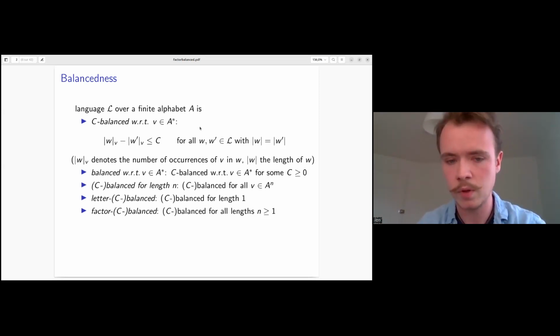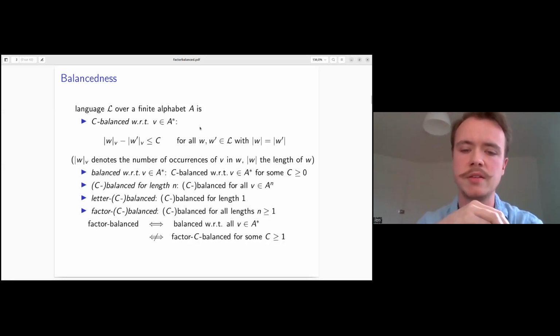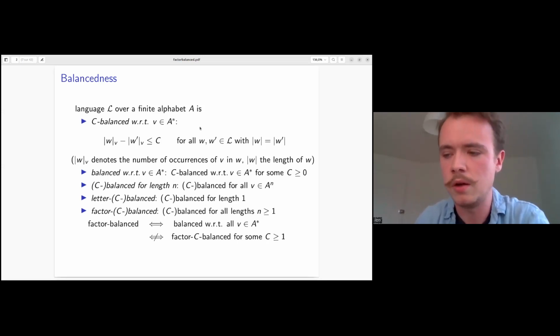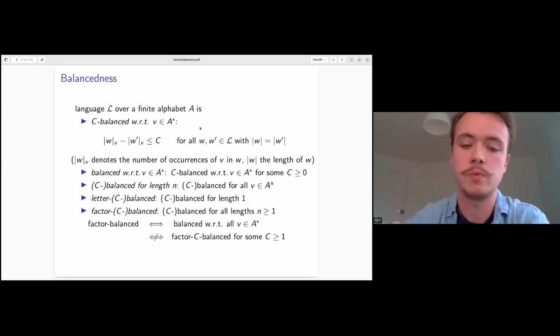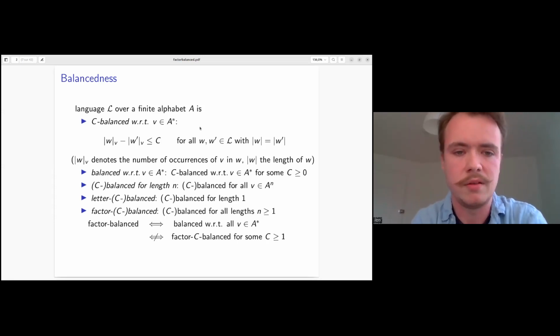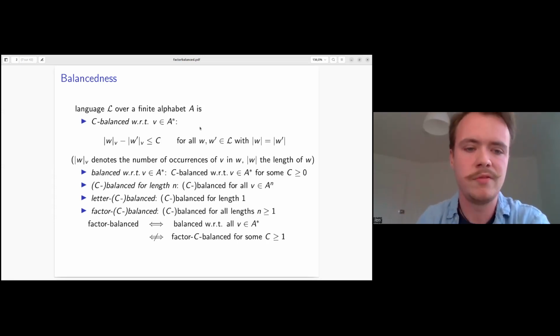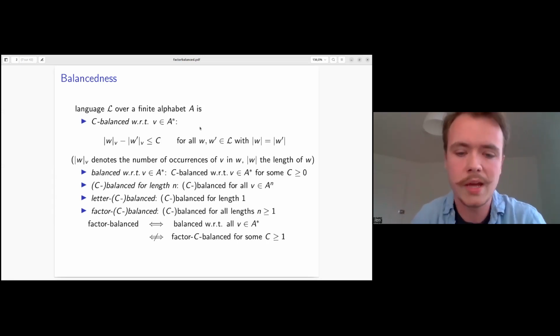The reason why we call it factor balanced is because it is really equivalent to being balanced with relation to all V in A star. But if V is not a factor of the language L, then the property is trivial, because the number of occurrences of V is equal to 0. So we only have to check the factors of L.